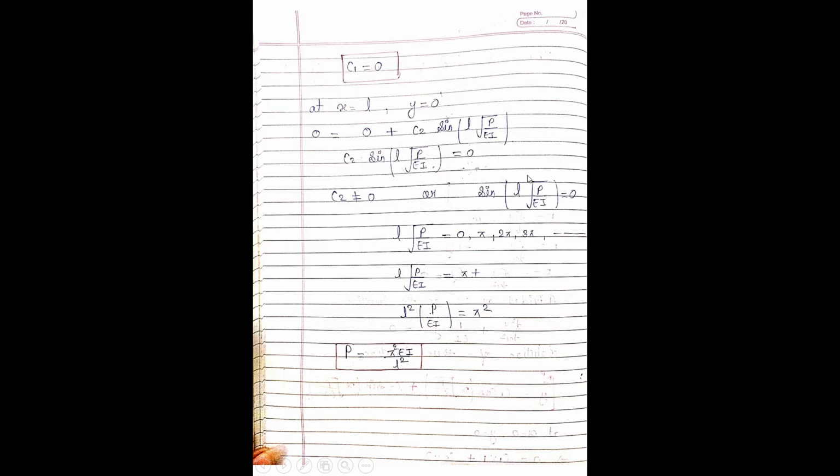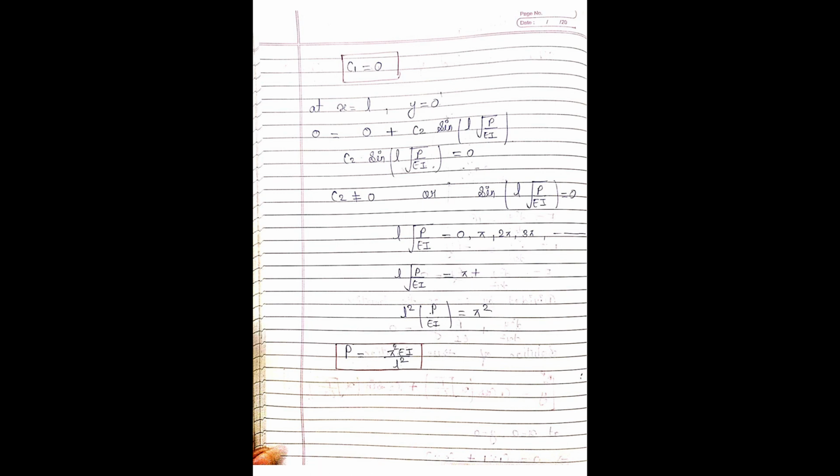And suppose L root P upon EI is theta, then sin theta equal to 0, and then theta equal to 0, pi, 2 pi, 3 pi, likewise. And pi is the most practical value, as if this is equal to 0 then P equal to 0, so pi is the most practical value. So we can write L root P upon EI equal to pi, then P equal to pi square EI divided by L square.